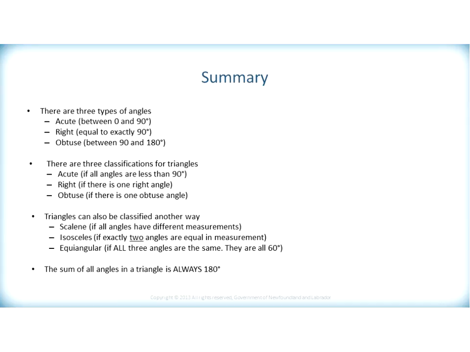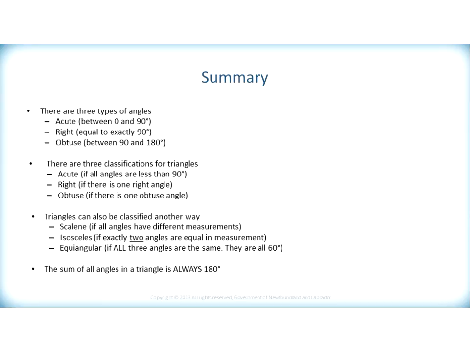So to summarize this slide, this lesson, there are 3 types of angles. You can have an acute angle between 0 and 90 degrees. You can have a right angle, which is exactly 90 degrees. And you can have an obtuse angle, which is between 90 and 180 degrees.